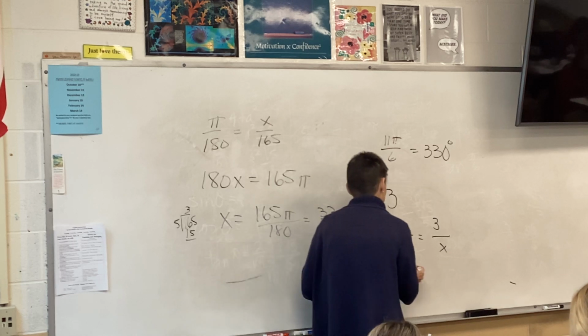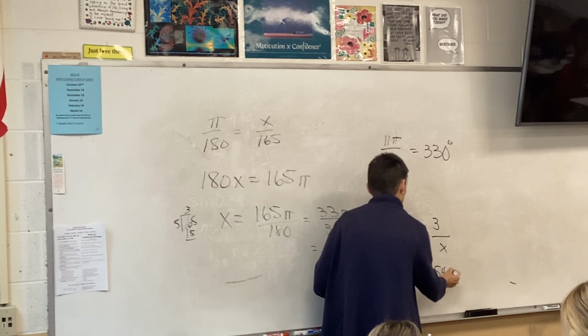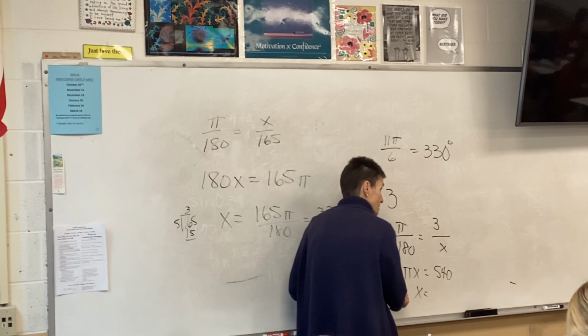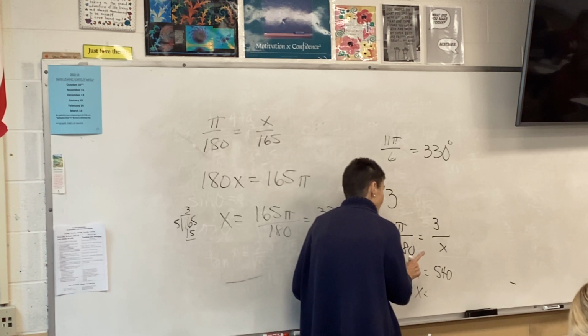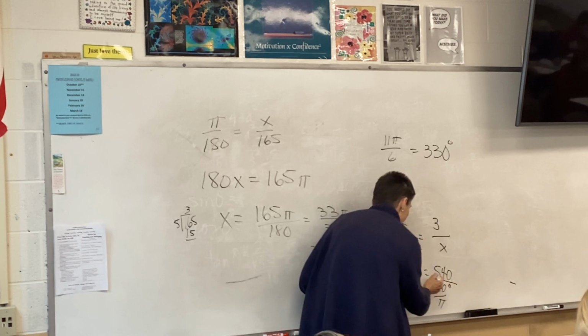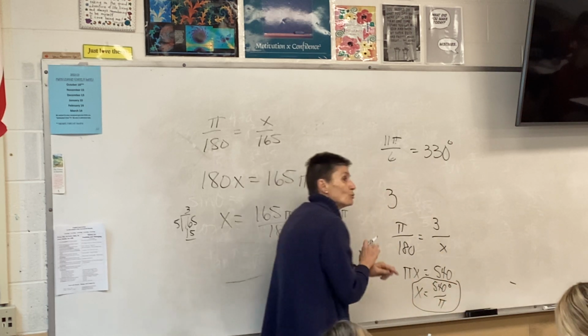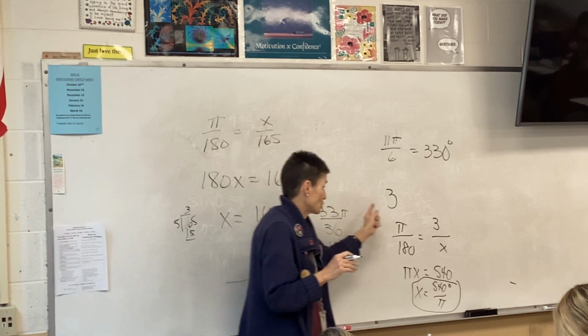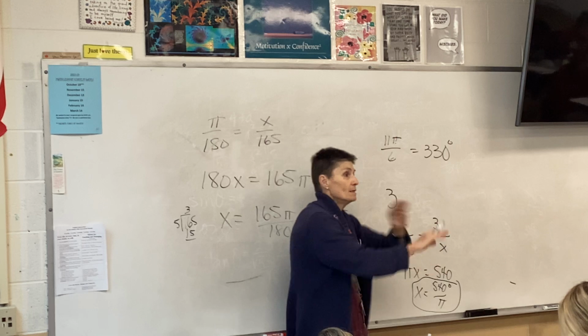So pi x equals 540. Remember, you're solving for x. So we're going to divide by pi. And there is your answer. Please don't do anything else with it. When you solve that proportion, cross multiply and divide, done.